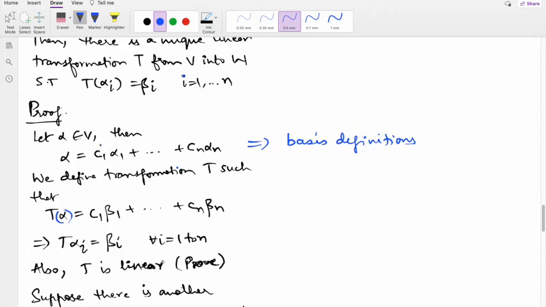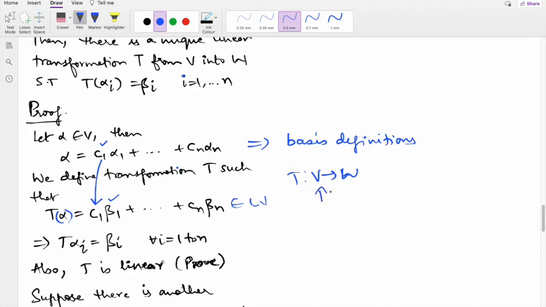Whatever coefficient was here, I'll take the same coefficient, but instead of multiplying with alpha 1, I will multiply with beta 1. Currently I'm just saying how do I map a vector alpha into a vector in W. Because beta 1 and beta n are vectors in W, their linear combination will also be a vector in W. T alpha should be a vector in W, so I'm defining T which goes from V to W.